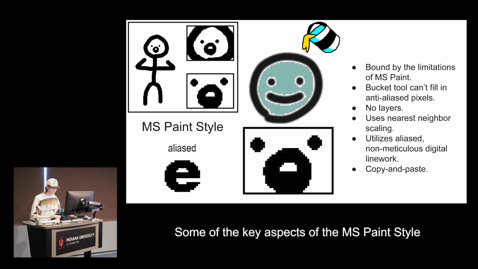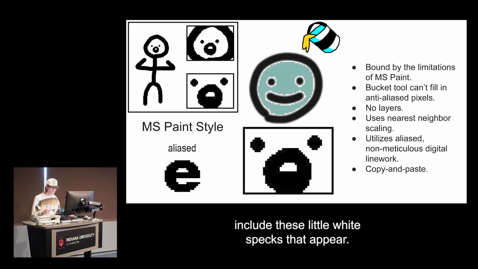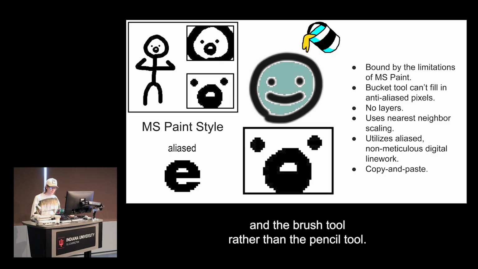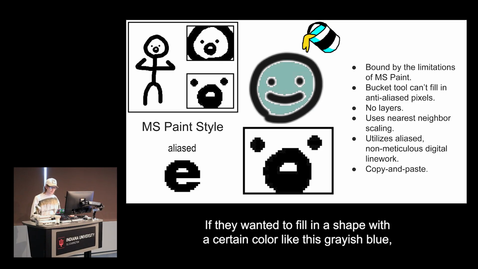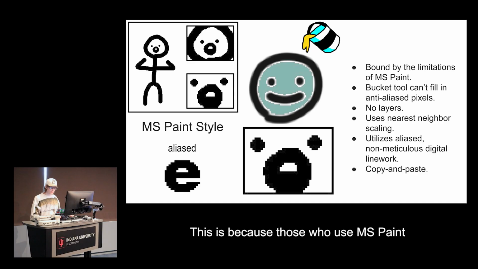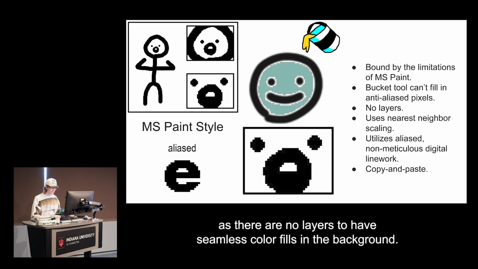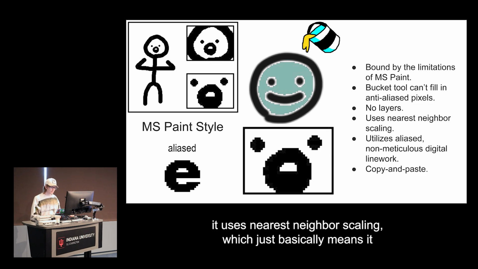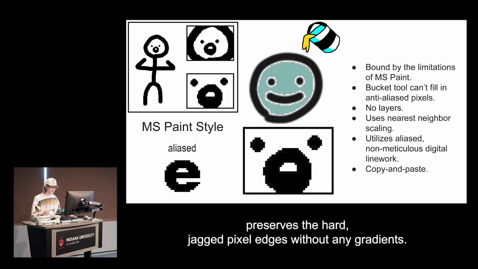Some other key aspects of the MS Paint style include these little white specks that appear if a web cartoonist is using MS Paint and the brush tool rather than the pencil tool. If they wanted to fill in a shape with a certain color, like this grayish blue, the gradient edges would appear as white specks around the line work. This is because those who use MS Paint are bound by the limitations of the program, as there are no layers to have seamless color fills in the background. And in addition, if you were to scale something up, it uses nearest neighbor scaling, which just basically means it preserves the hard, jagged pixel edges without any gradients.